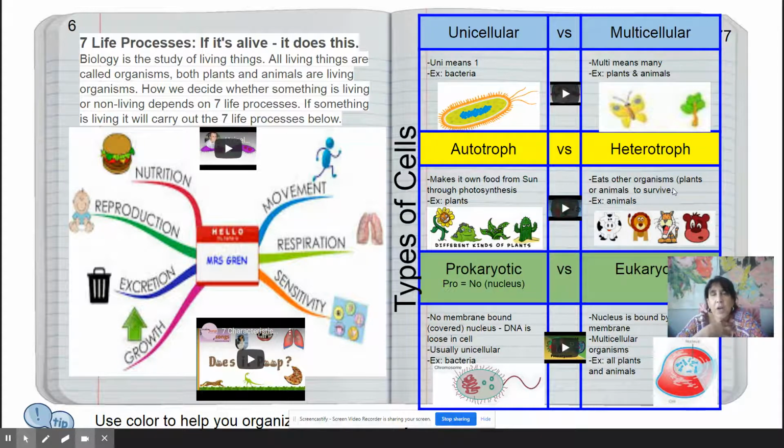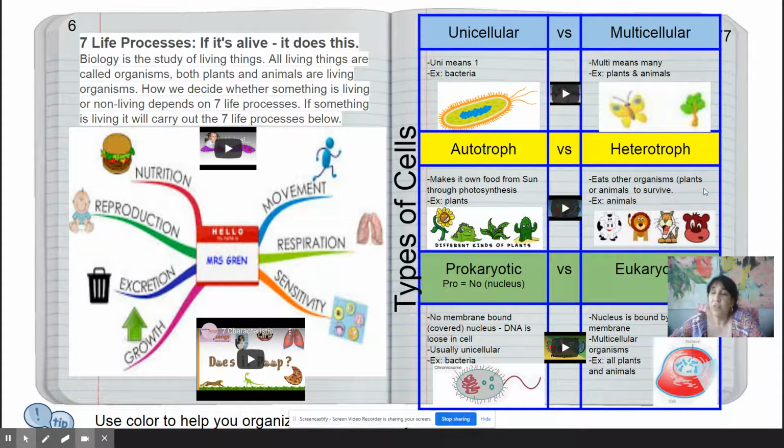So heterotrophs, we cannot make our own food. But just think, if we could, there'd be no people who would starve. They could just go outside and get the sunlight and make energy for themselves. Unfortunately, this is not true. So we have to eat other organisms, whether they're plants or animals, they're organisms.